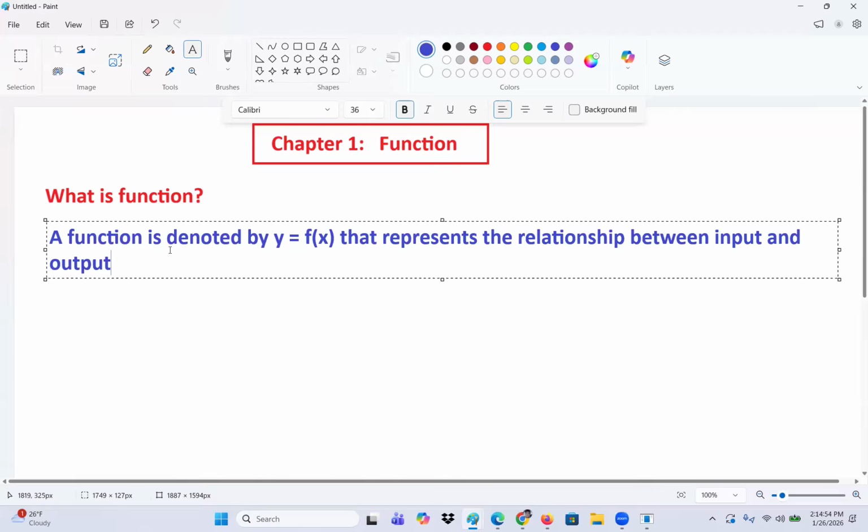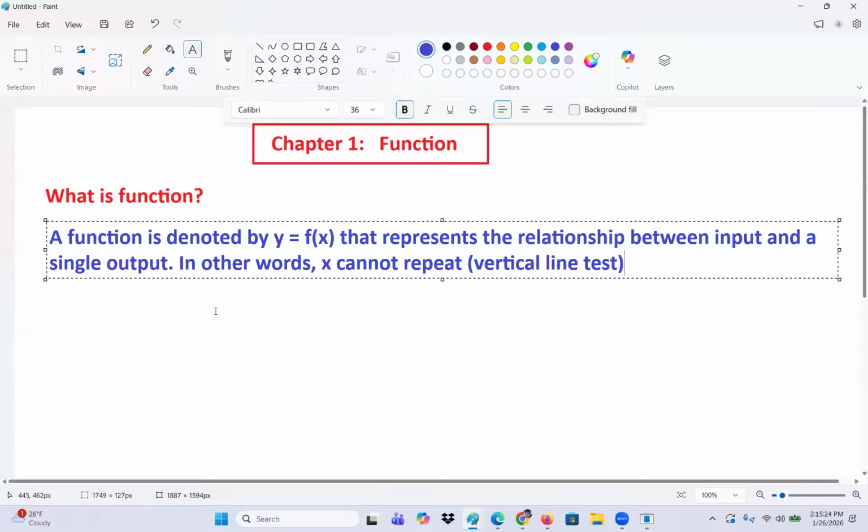So you can have multiple inputs, but it has to be a single output. And then x cannot, in other words, x cannot repeat. This one we call the vertical line test.